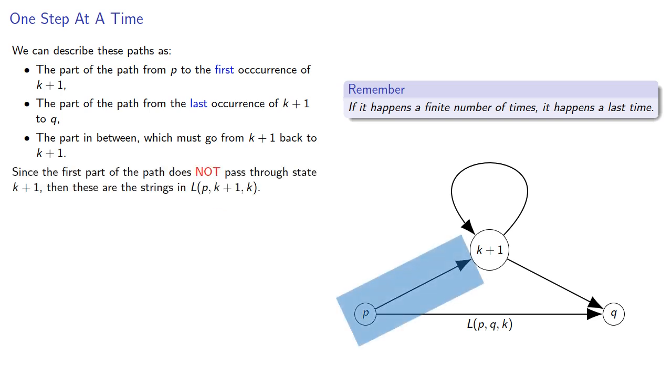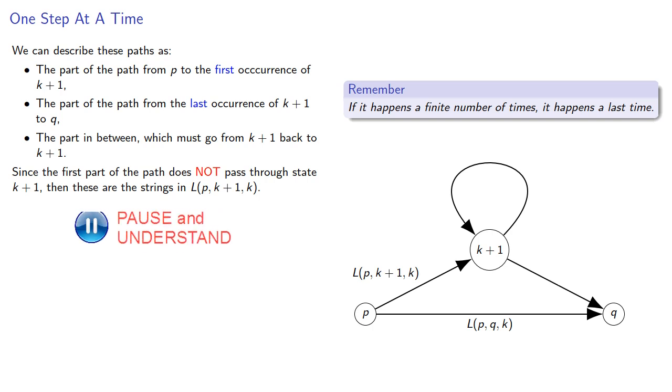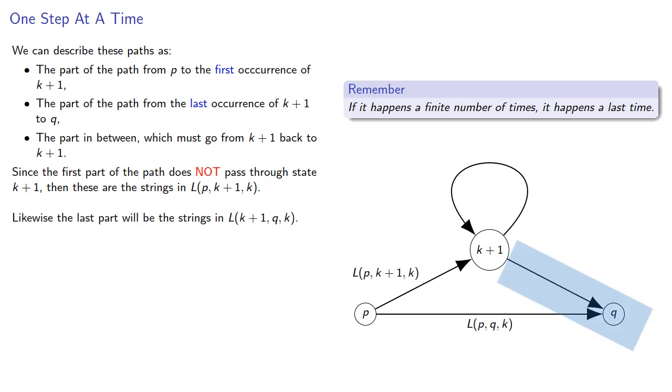Since the first part of the path does not pass through the state K+1, then these are the strings in L_{P,K+1,K}. In other words, we've gone from P to K+1, only passing through states numbered K or less. Likewise, the last part will be the strings in L_{K+1,Q,K}. In other words, we're going from state K+1 to Q and not passing through state K+1 in between.